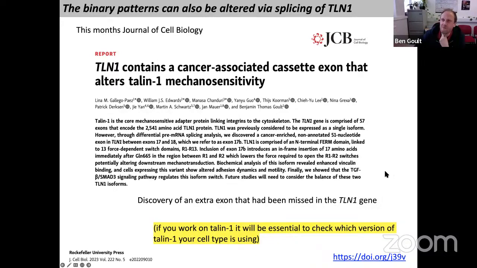Our next question's from Mehmet Sen. Wondering if you've observed refolding of talin domains after stretching, for instance, in molecular tweezer experiments. If so, have you observed refolding in cells?